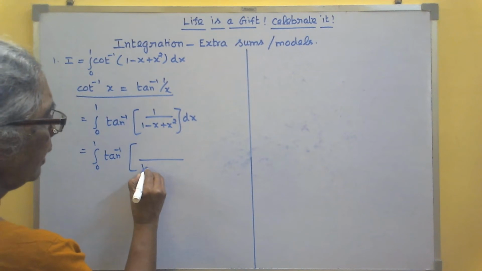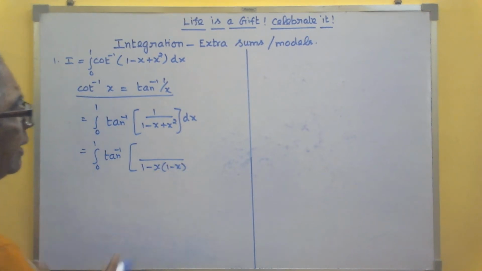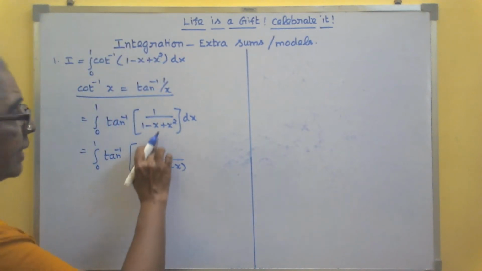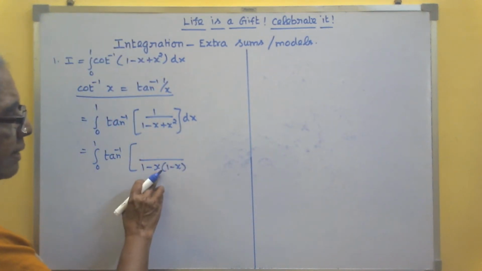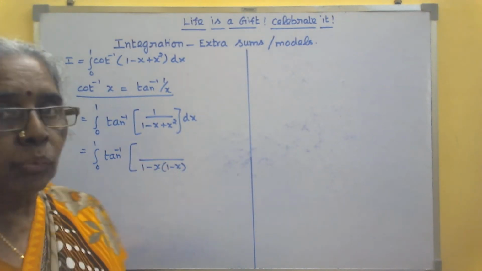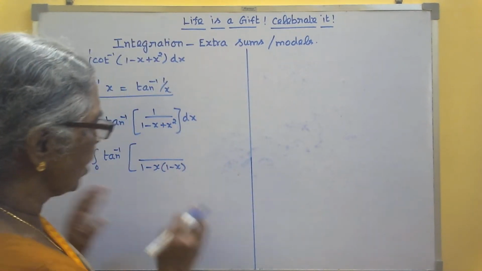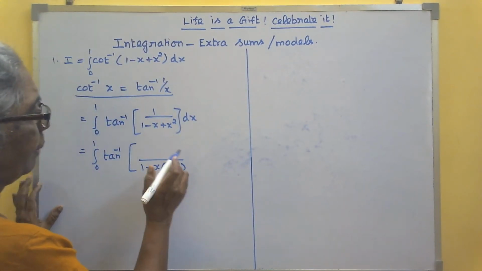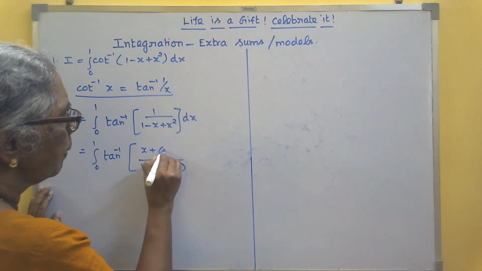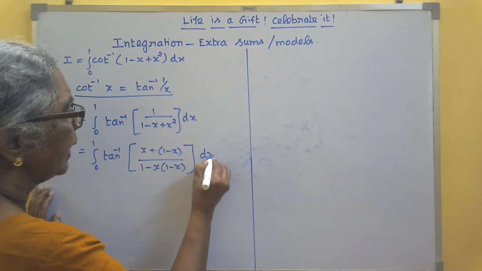I will write 1 minus, I will take x common, I will get x into 1 minus x. That is for the minus x plus x squared, I have taken minus x common, so I get 1 minus x. Now I am going to express the numerator 1 in terms of this x and 1 minus x. That 1 I will write as x plus 1 minus x. Then I will get a dx.